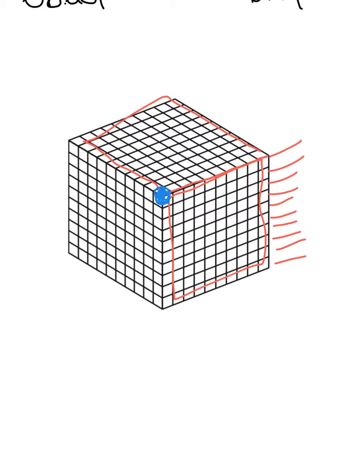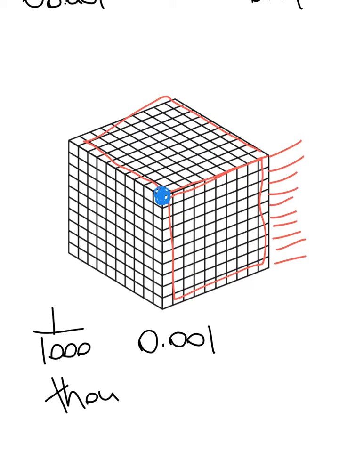I only shaded 1 cube out of 1,000. My fraction is 1/1000ths. In decimal form, it would be 0.001. And in words, I would say thousandths or 1/1000th. Either way.